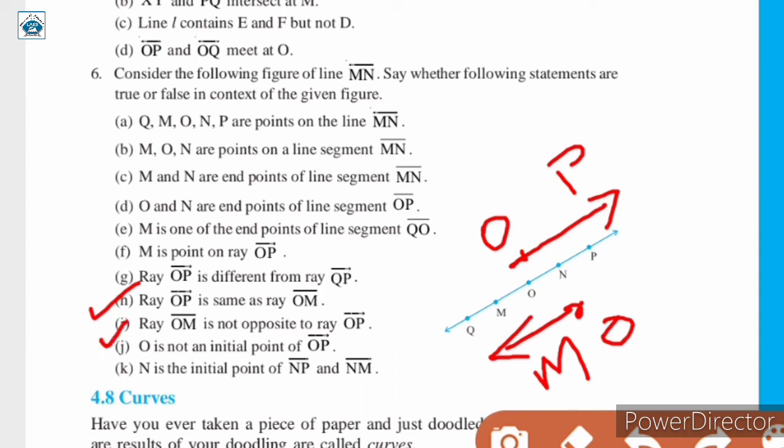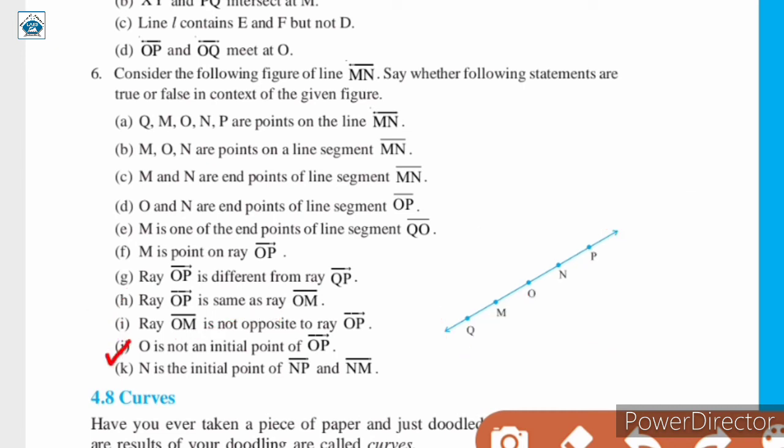Next we have, ray OM is not opposite to ray OP. Just like I told you, they are traveling in two different directions. In this direction ray OP is going, on the other hand ray OM is going in the opposite direction. Therefore this statement is false because ray OM is opposite to ray OP.